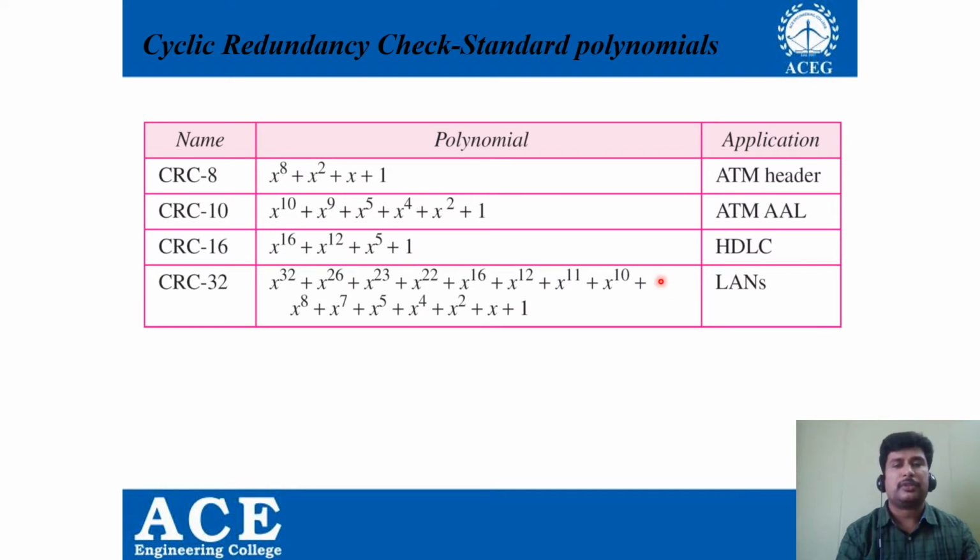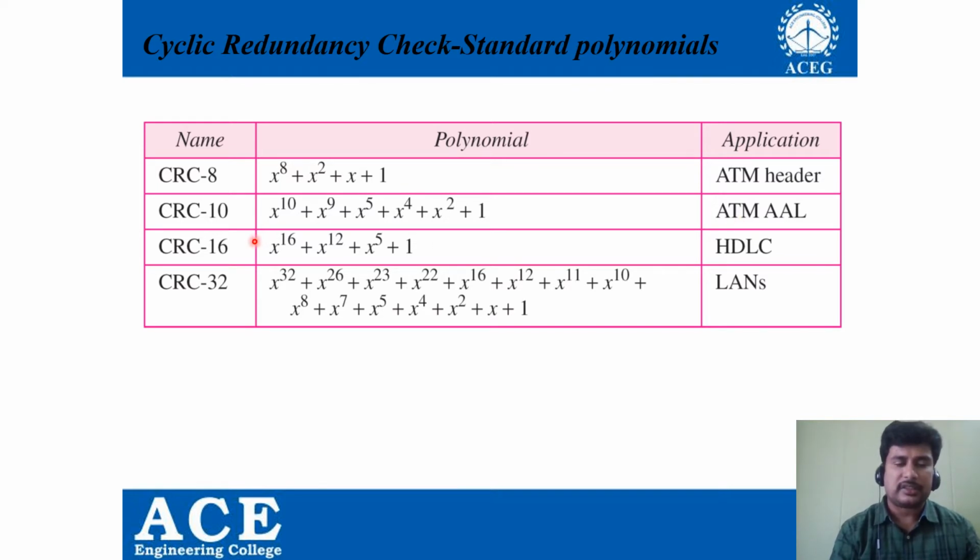So the most important applications of cyclic redundancy check represented in polynomials are: if your highest degree of cyclic redundancy check is 8, the polynomial used is x power 8 plus x square plus x plus 1, and this is used in an application called asynchronous transfer mode header. If the highest degree is 10, we start with x power 10 plus x power 9 plus x power 5 plus x power 4 plus x square plus 1. This polynomial is used in an application called ATM adaptation layer.